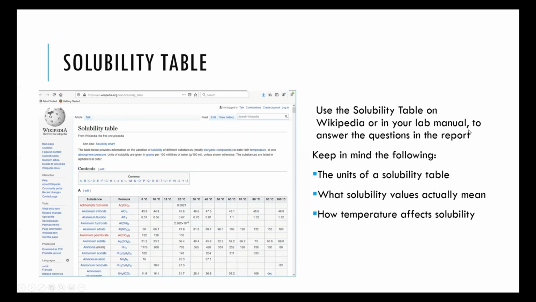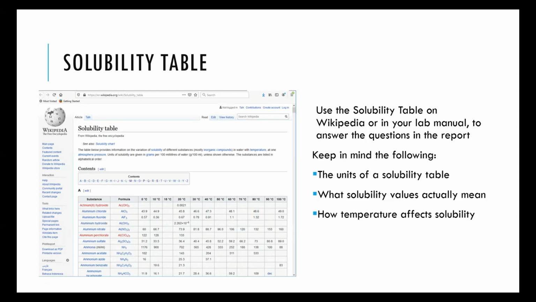Your lab manual also has a list of solubility values for a number of different compounds that you'd be working with in this lab and throughout the course. And these values directly from your lab manual can be used as a reference, as these values were specifically obtained from direct references, CRC manuals, and legitimate solubility papers and things.